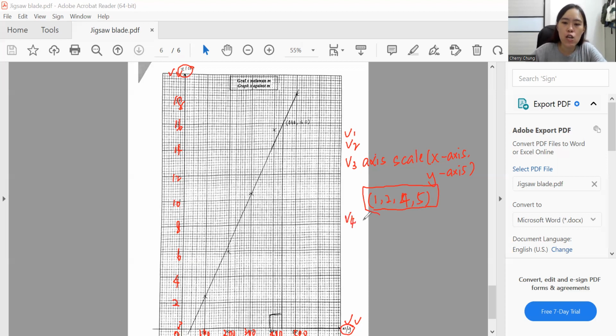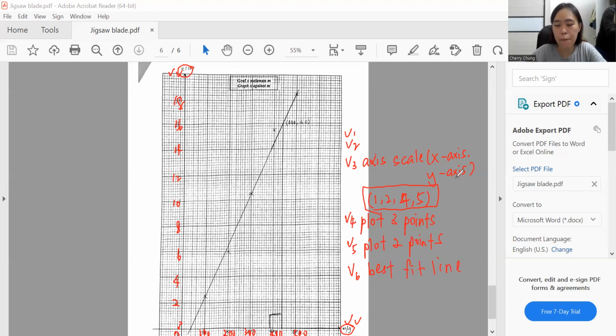Okay, number 4 is you plot 3 points correctly based on your readings. Take 5, plot another 2 points correctly. Take 6, it will be the best fit line. So you can see here that this is my best fit line. I have it passes through 3 points, 1 point on top and 1 point at the bottom.